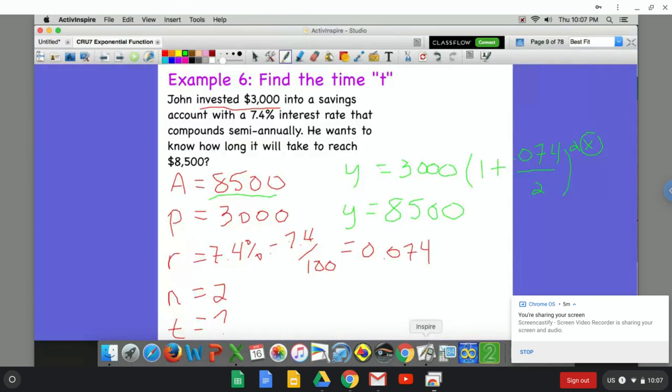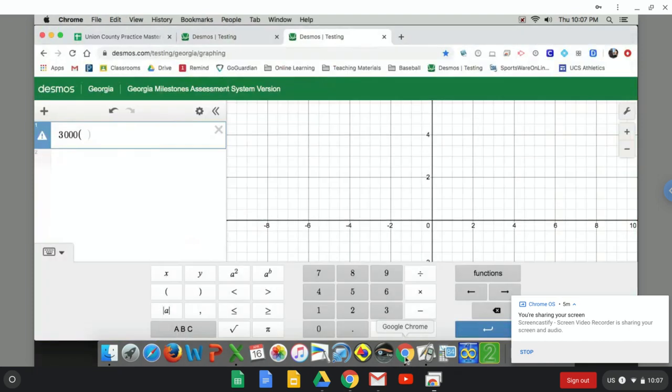So 3,000, parentheses, 1 plus fraction 0.074 over 2 outside the parentheses. Then we're going to raise it right here to the exponent, and it's going to be 2x. And so that's what we've been punching in, except now it needs to be equal to y.